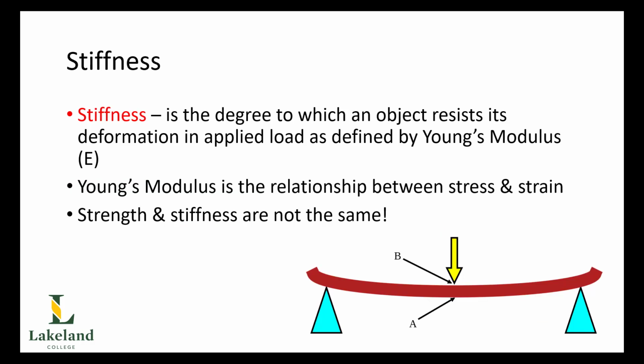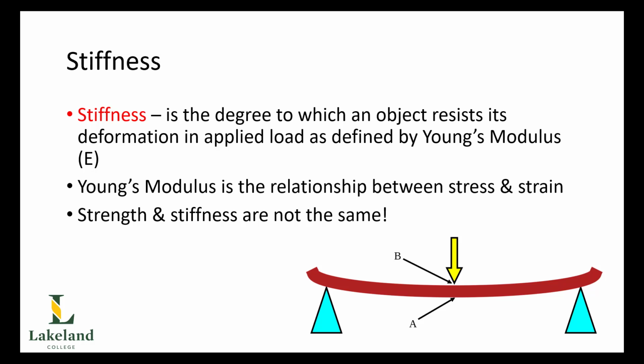Now the next one isn't in your textbook, but it's one that often gets asked about on the exam, and this is something called stiffness. Stiffness is defined as the degree to which an object resists its deformation in an applied load, as it's defined by something called Young's modulus. And Young's modulus comes out of Hooke's law that we talked about back in chapter 6, where E is equal to stress divided by strain. And that is proportional up to the elastic limit.